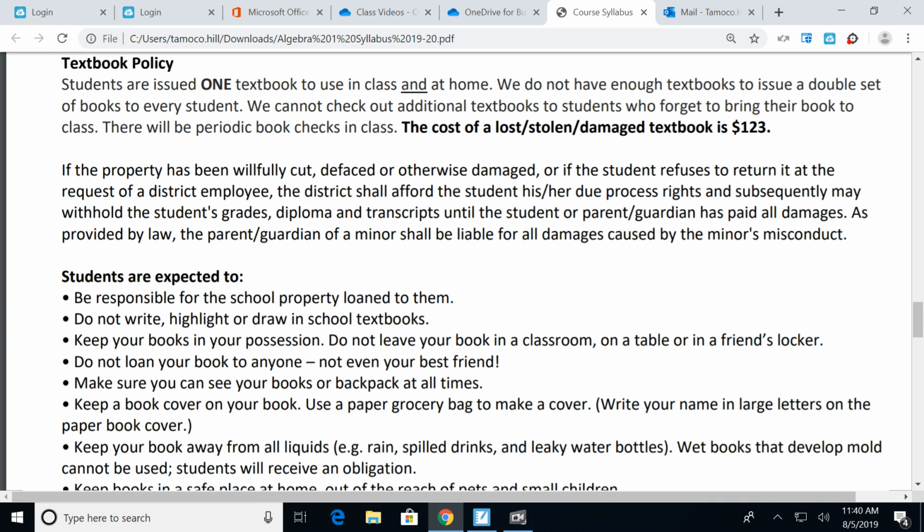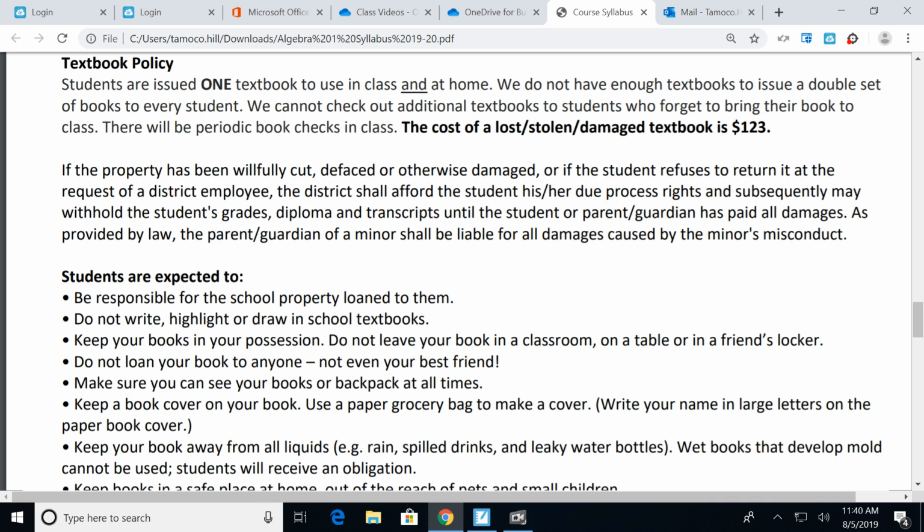Students are issued one textbook to use in class and at home. We do not have enough textbooks to issue a double set of books to every student. We cannot check out additional textbooks to students who forget to bring their book to class. I will do periodic book checks to make sure that you have the book that was checked out to you. The cost of a lost, stolen, or damaged textbook is $123.